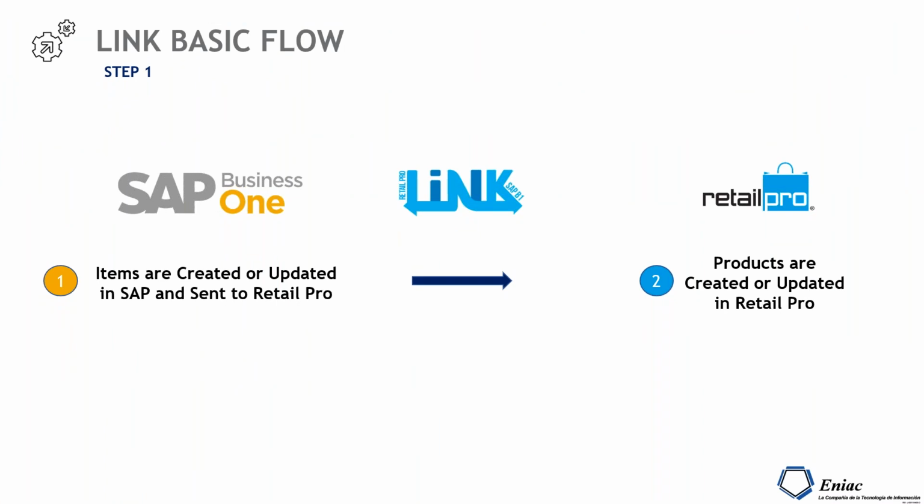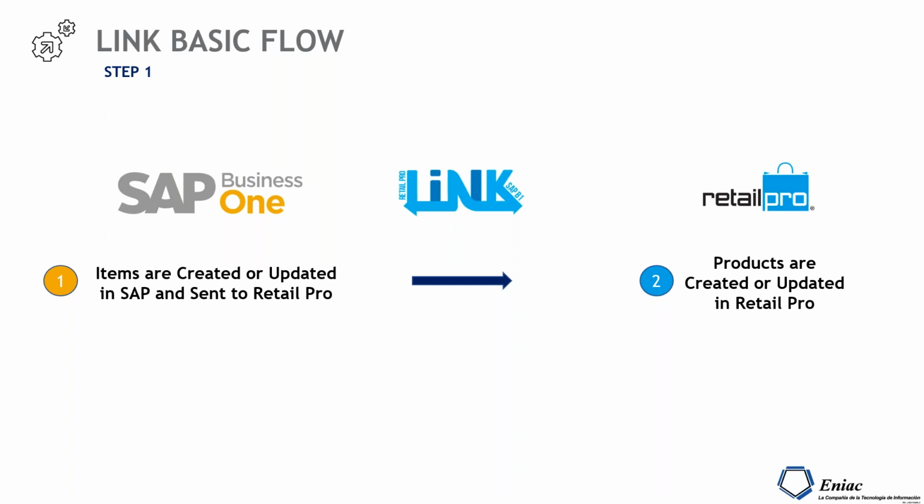First, I will create a product in SAP Business One and transfer it to Retail Pro. That is the standard procedure. Normally, the catalog of products in your organization, if you use SAP, you will create the products in SAP. But those products have to go to Retail Pro so we can sell them at the stores.